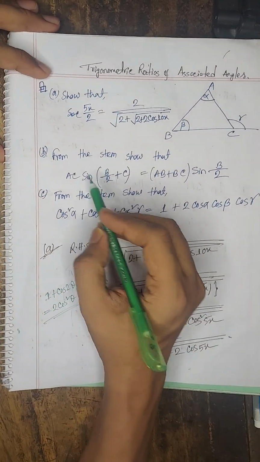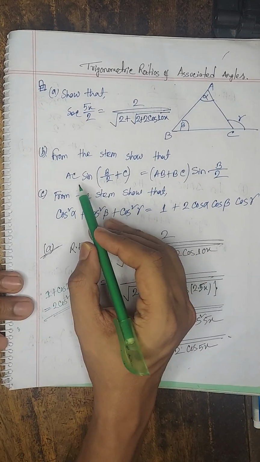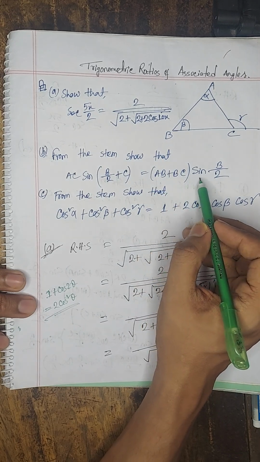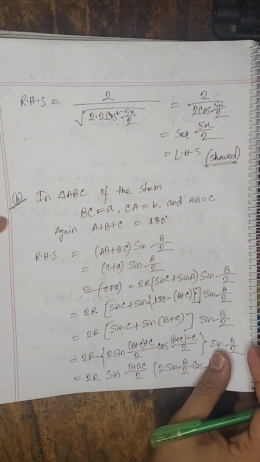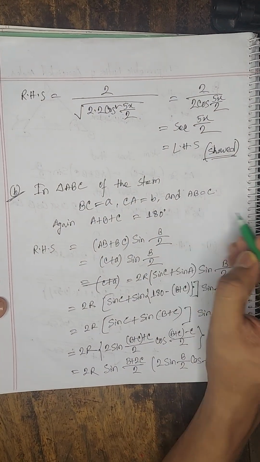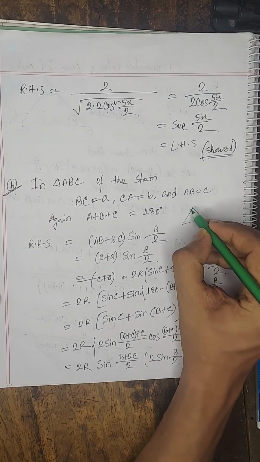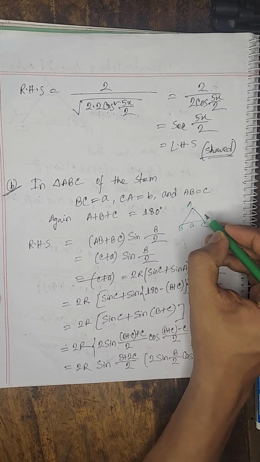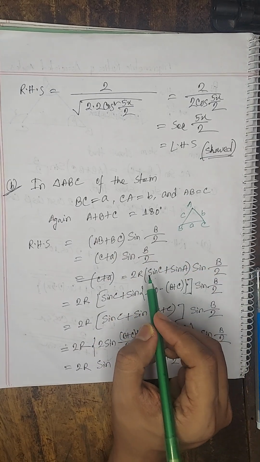Now in the second part of our problem, from the stem we have to show that AC sin B by 2 plus C is equal to AB plus BC times sin B by 2. So now we are trying to show this. If we consider a triangle like this, A, B and C, BC is a, CA is b, AB is c, and A plus B plus C is 180 degrees.